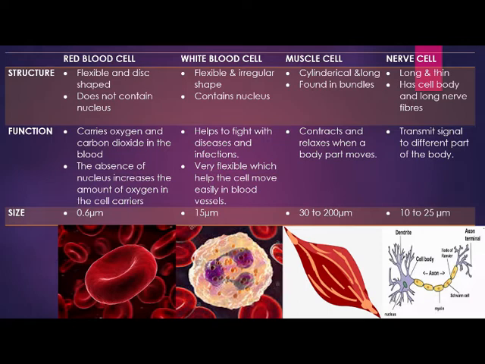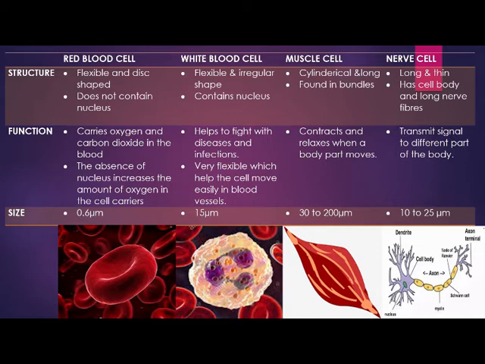Muscle cell. The structure of a muscle cell is that they are cylindrical and long. They are always found in bundles. The function of a muscle cell is that they contract and relax when a body part moves. Their size is comparatively very large among all the cells. The size is 30 to 200 micrometer. This can vary from time to time.